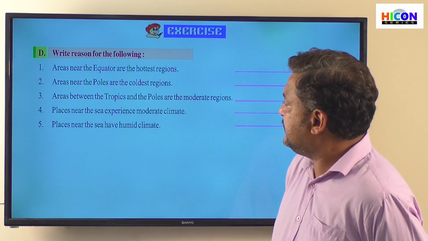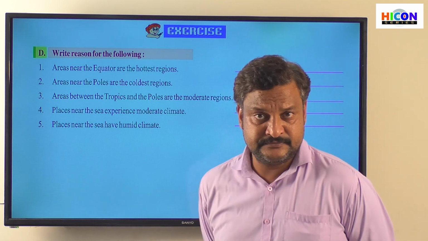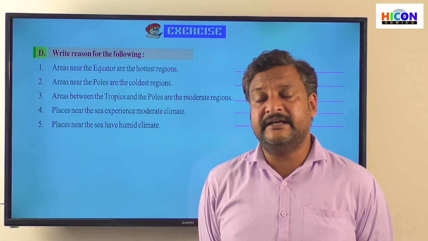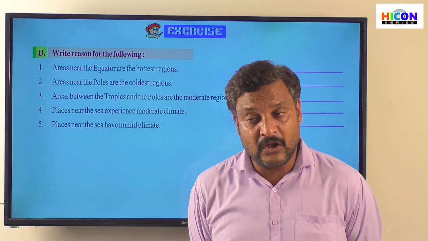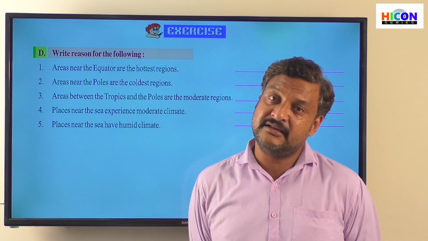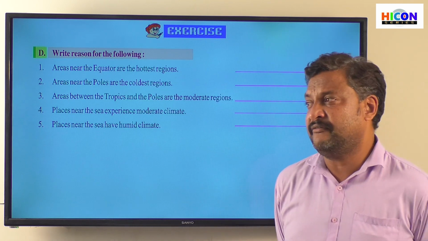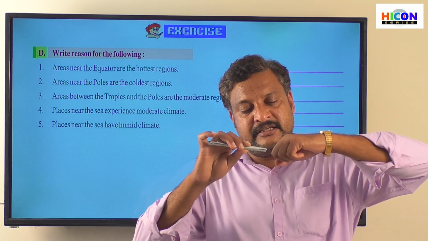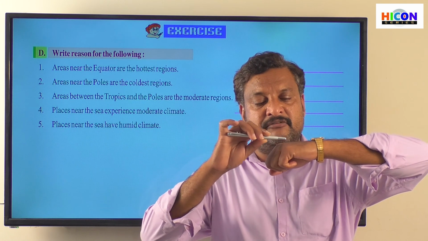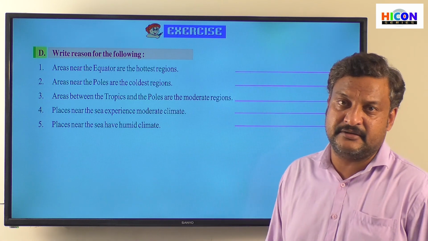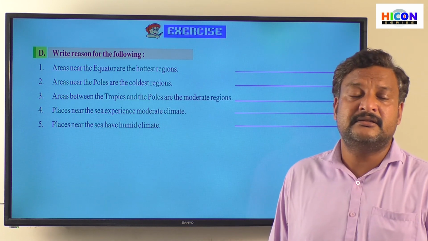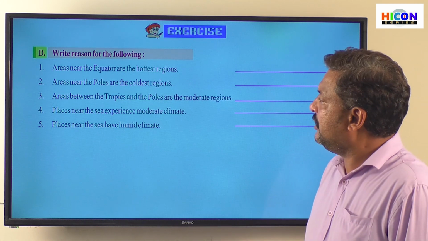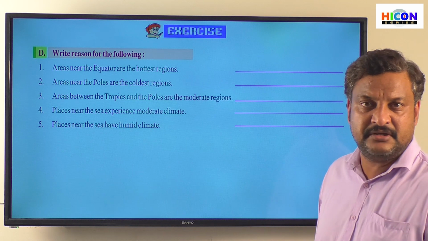Second one, areas near the poles are the coldest region. Because sun rays never reach so directly on the polar region. Second, the light has to travel a much longer distance than the sunlight that reaches the equator. We have drawn it on the board also. If this is the equator, this is a polar region. The light reaches here faster, but it still has to travel more distance to reach the polar regions. So it takes more time and the sun rays will not be that heat intensive. So obviously the poles are the coldest regions.